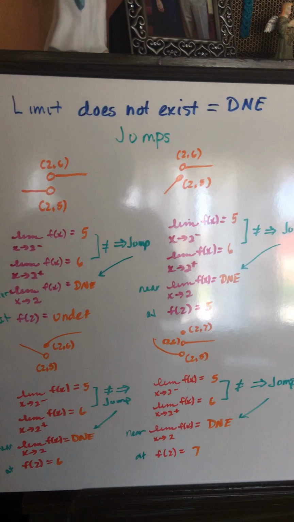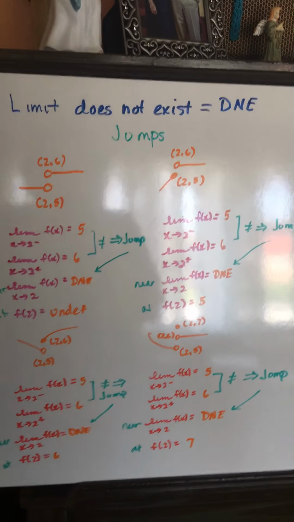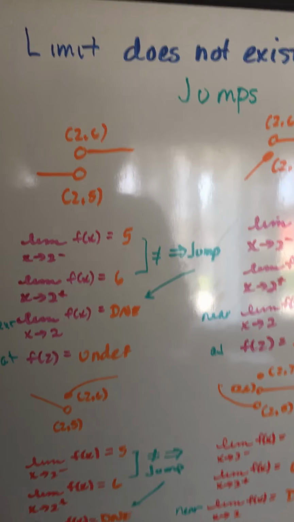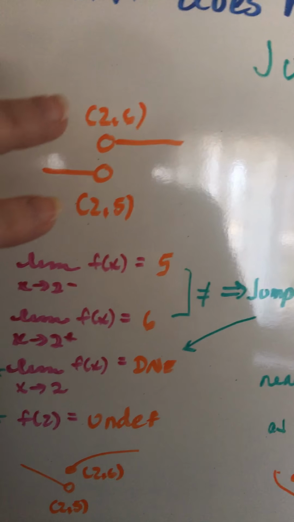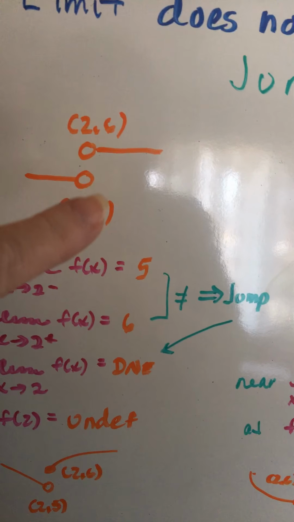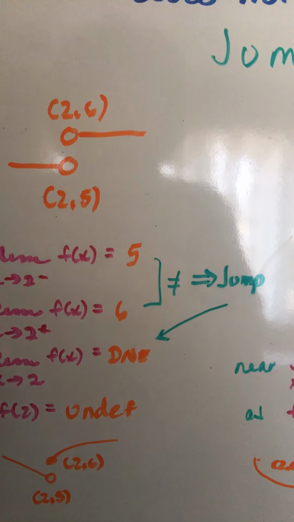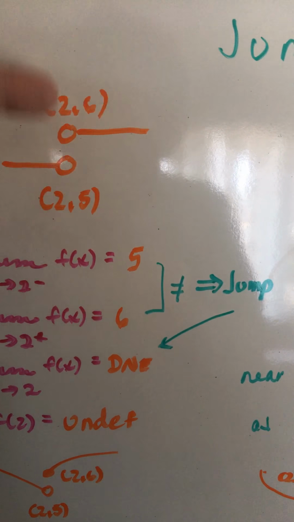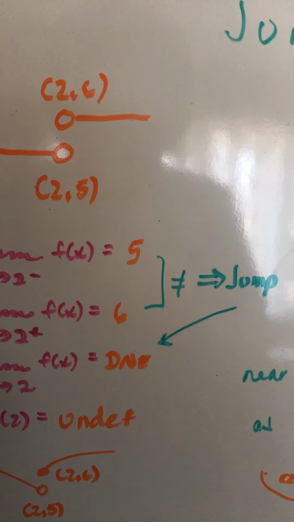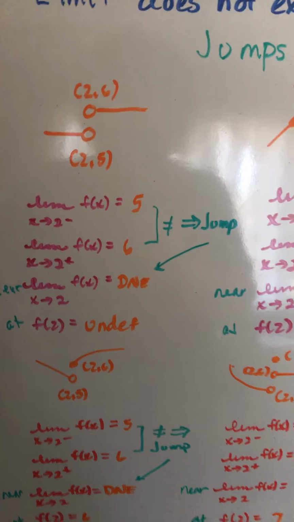All right, limit does not exist, abbreviated DNE. We have the jump that we talked about on the worksheet. In the jump, you can see that this jumps. They're not connected at all. One of these open circles is above the other open circle, a jump, because you have to have a graph connected to the open circle. If it's not connected to the open circle, we don't care about it.